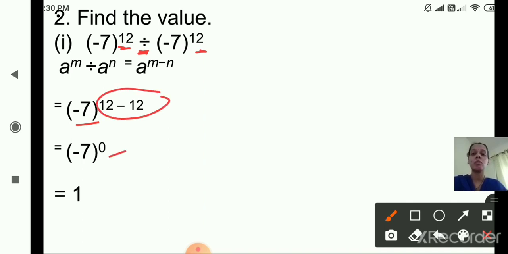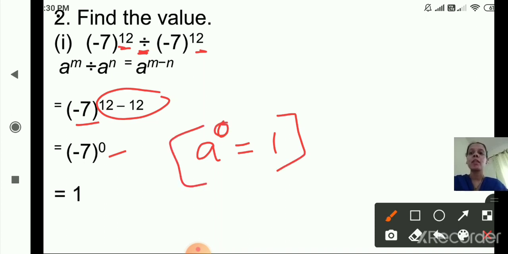Minus 7 raised to 0 means, yes, I had given one formula, that a raised to 0 is equal to 1. So a raised to 0 is equal to 1 means the 0 power of any number is equal to 1. So minus 7 raised to 0 is equal to, what is the answer? 1. So you will not leave it as minus 7 raised to 0. After this you write minus 7 raised to 0 is equal to 1, and you write the formula a raised to 0 is equal to 1. Okay, hope you are clear with this.